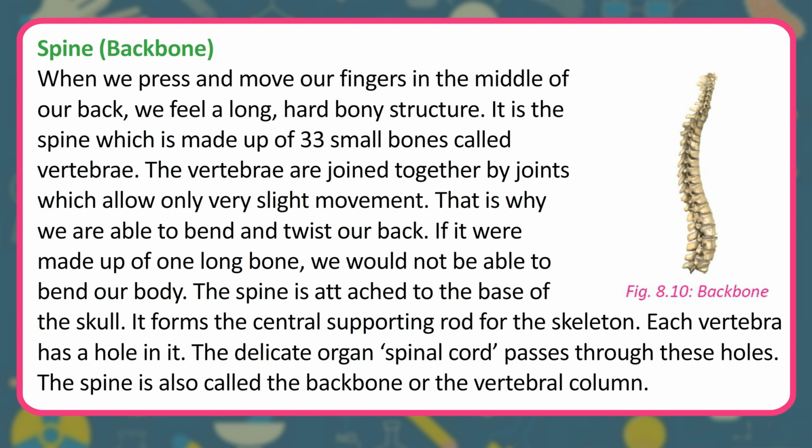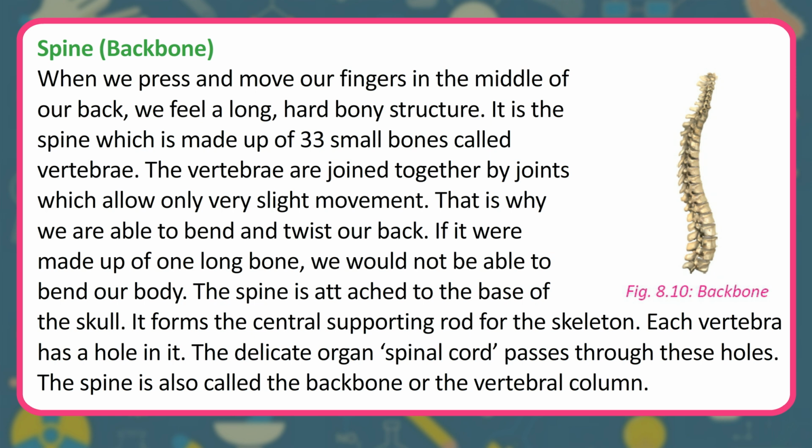Spine, backbone. When we press and move our fingers in the middle of our back, we feel a long, hard bony structure. It is the spine, which is made up of 33 small bones called vertebrae. The vertebrae are joined together by joints which allow only very slight movement. That is why we are able to bend and twist our back. If it were made up of one long bone, we would not be able to bend our body.